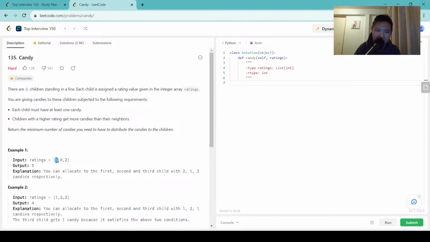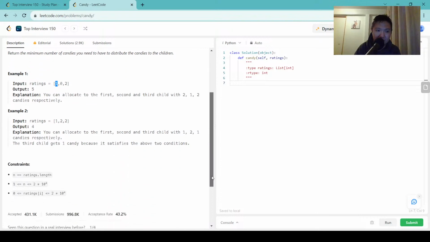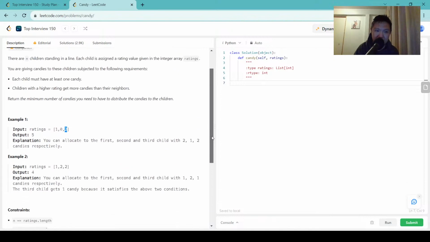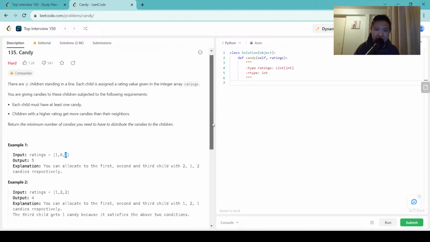Oh, okay, so the left child has a higher rating. No, I don't get this actually. So left child has a higher rating than right child. So the left child, this child right here, has a higher rating than the middle child. So this guy needs to have at least 1 more candy than his neighbor. Okay, so he needs 2 candies. And the third child needs 2 candies.